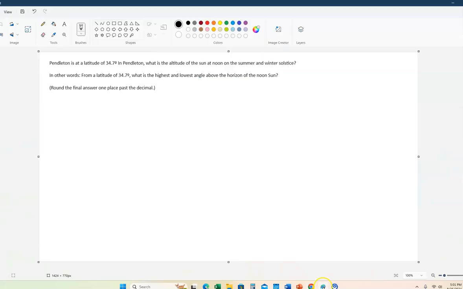All right, so let's get to the formula. Here's our first problem, and I just did these in order. It says Pendleton. Okay, so that's where the main campus is at a latitude of 34.7 degrees. What is the altitude of the noon sun on the first day of summer? It should really say the first day of summer and the first day of winter. Well, it does say that actually, on the summer solstice and the winter solstice, which is one day of the year.